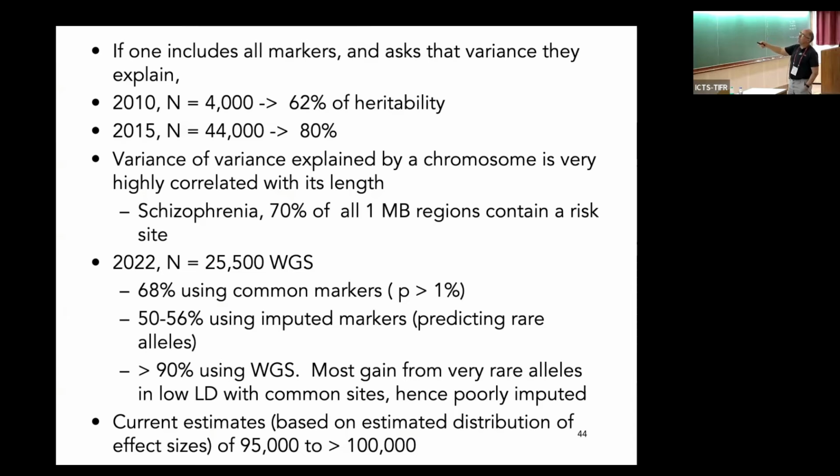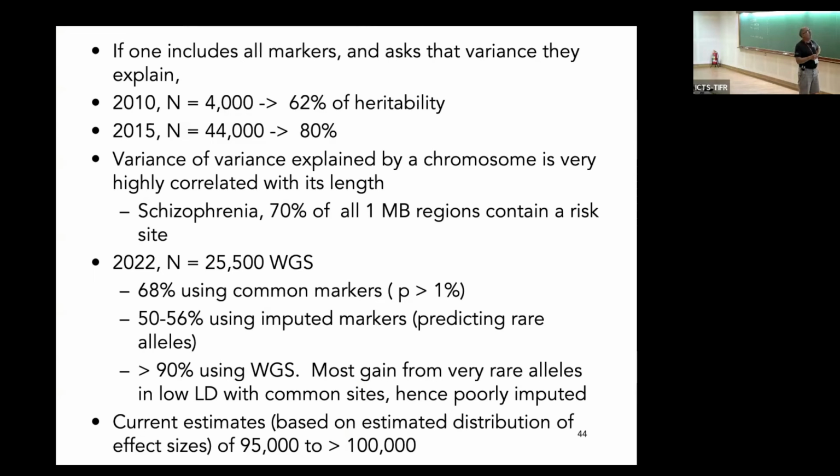You got interesting things. For example, this is all height, but for schizophrenia, if you look at markers on a chromosome and compute a heritability just for that chromosome, longer chromosomes had higher heritability, as you might expect if markers were uniformly scattered across. For schizophrenia, they showed that 70% of all 1 megabase regions contained at least a risk site. So it's all over the place for schizophrenia. Likewise, for height, larger chromosomes have higher heritability. So height is super polygenic, it's scattered all over the place.